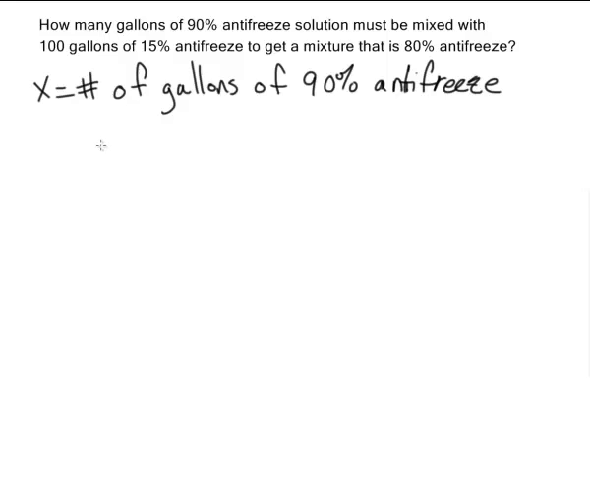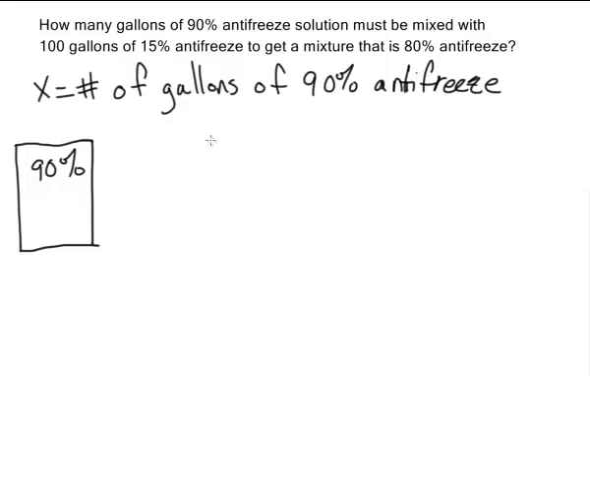And so now let's see if we can figure out what it is we're actually doing here. Well, it should be pretty obvious. We're taking some 90% antifreeze, mixing it together with some 15% antifreeze, and when we put it all together we're going to get a mixture that is 80% antifreeze. So the second thing we need to do is figure out what it looks like. We're taking a jug, and let's just draw a jug of some 90% antifreeze.